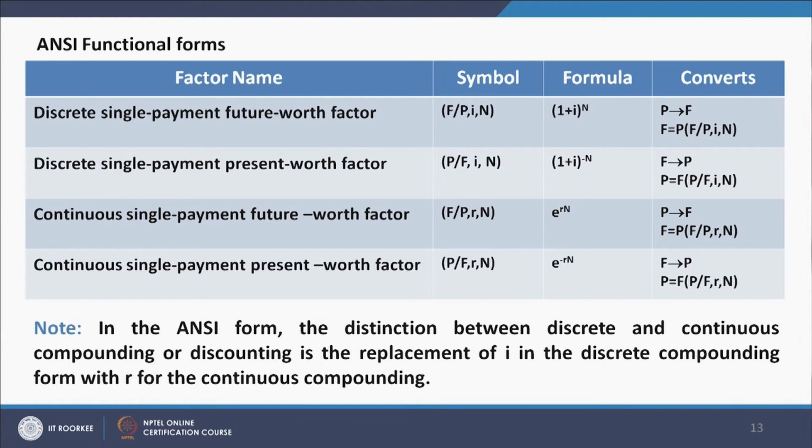Continuous single payment present worth factor, this is (P/F, r, n), given by e to the power minus rn, and this converts F to P and is written as P is equal to F into the factor, that is (P/F, r, n). In the ANSI form, the distinction between discrete and continuous compounding or discounting is the replacement of i in the discrete compounding form with r for the continuous compounding form.